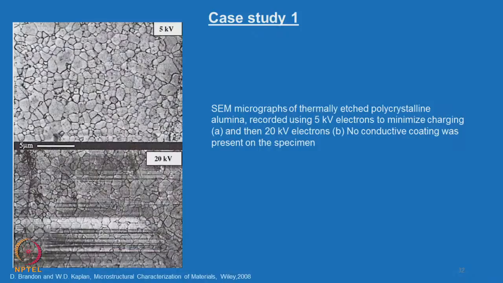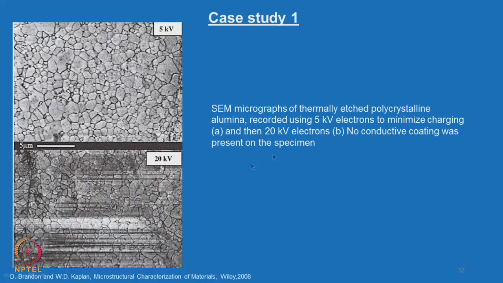So, the next thing is I will just go to the slide and I want you to look at this image. There are two images, A and B. They are SEM micrographs of thermally etched polycrystalline alumina recorded using 5 kV electrons to minimize the charging, and then 20 kV electrons. You can see the difference in the image quality.